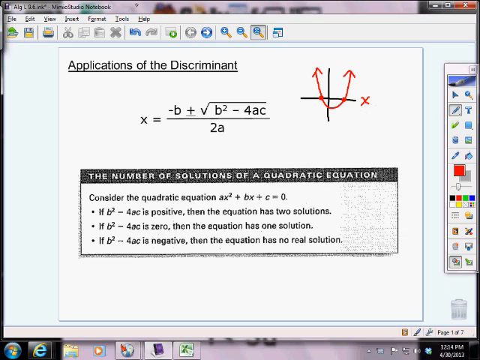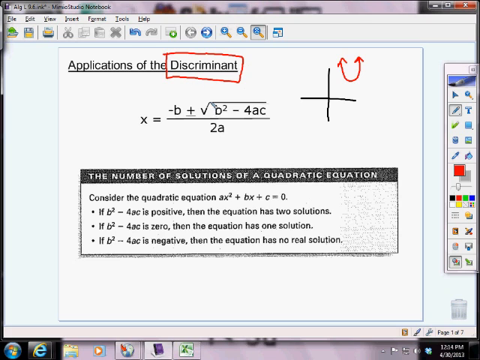Now, that works. We know we have two solutions, but what happens if we have a parabola that maybe hits right on the x-axis? Then there would only be one solution. Or maybe we have a parabola that doesn't hit the x-axis at all. What does that mean? Well, that would mean that there's no real solutions, no real number solutions. So we can find out how many solutions a quadratic equation has by using our discriminant.